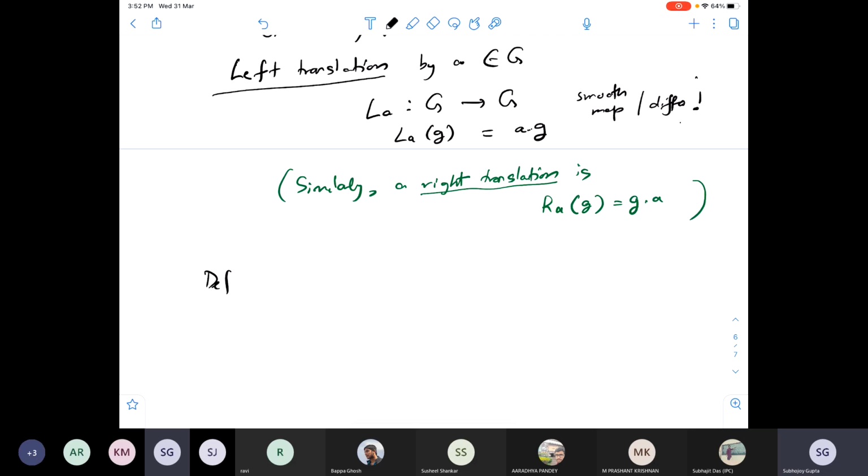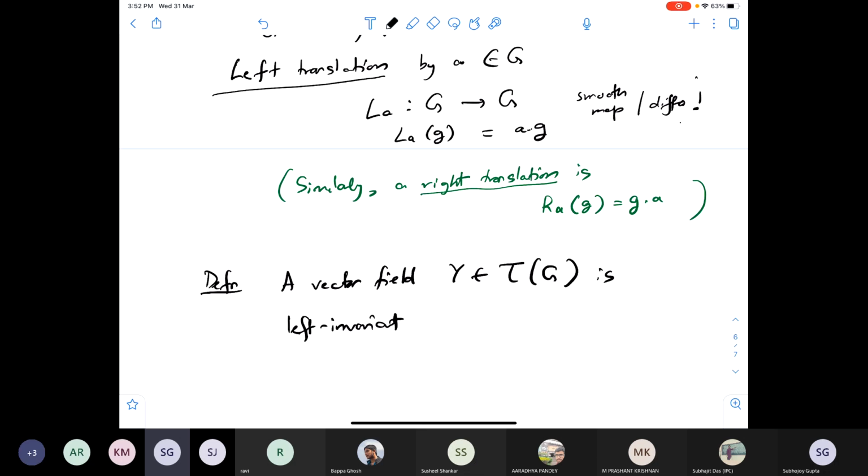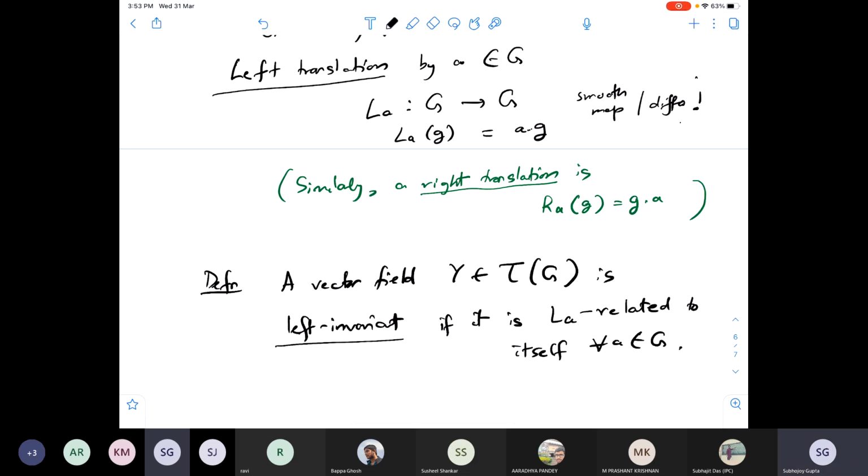Anyway, a definition of a left invariant vector field is as follows. A vector field, let's call it Y, a smooth vector field on this Lie group, is going to be left invariant if, the way that I've defined it, it's L_A related to itself for all A, which means its push forward, whenever you do a left translation and push forward this vector field, goes back to itself. So it's invariant under left translations.